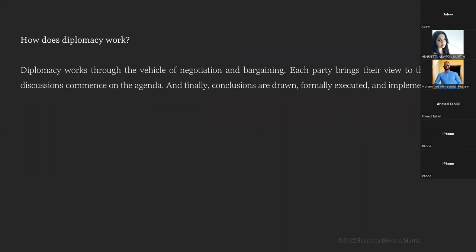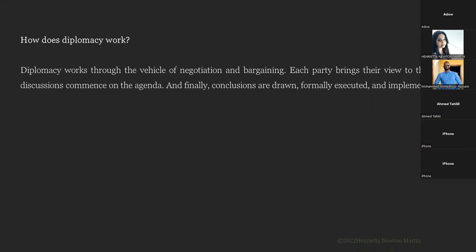Now, how does it work? This is the last slide. How does diplomacy work? Of course, through negotiation and bargaining. There are these two things that you need to remember. Diplomacy works through negotiation and bargaining. Obviously, the diplomats are the mouthpiece for the countries that they represent. So they negotiate, they bargain, whatever topic it may be, whatever context it is, probably a war, or trade, or commerce, or just building relations. So it happens through negotiation and bargaining.